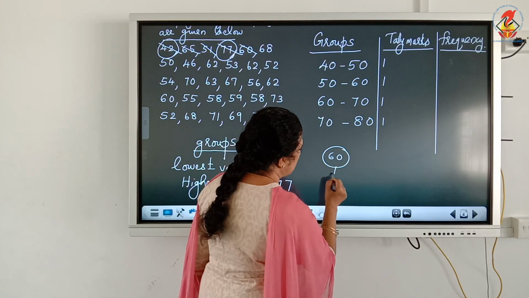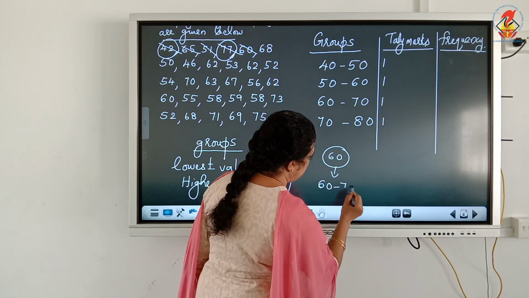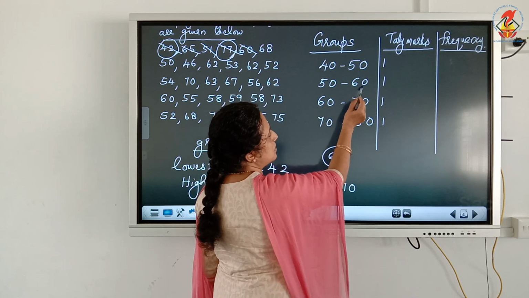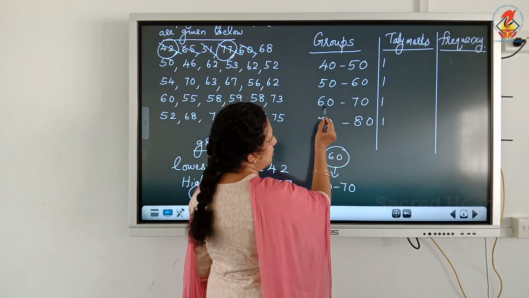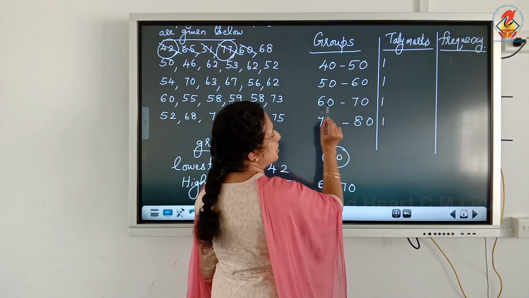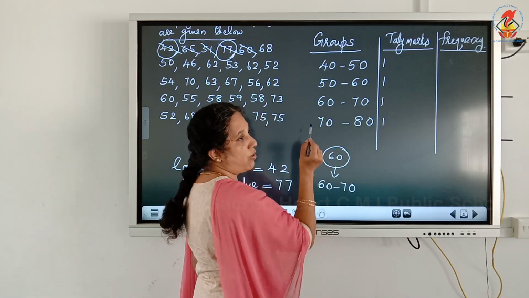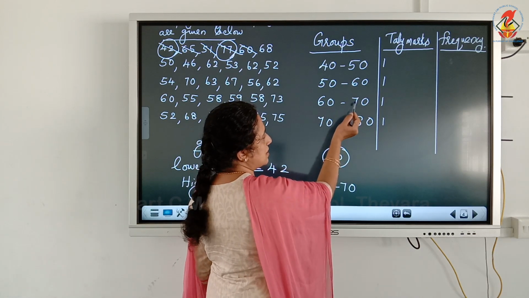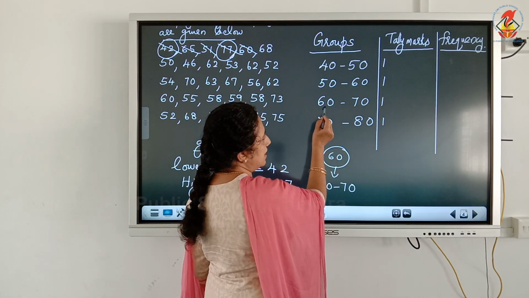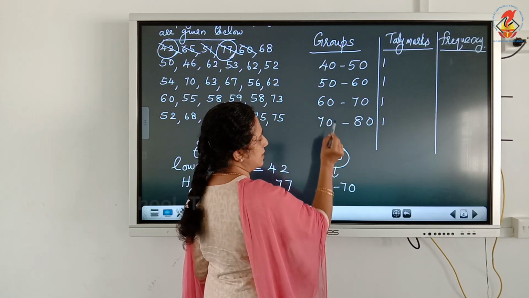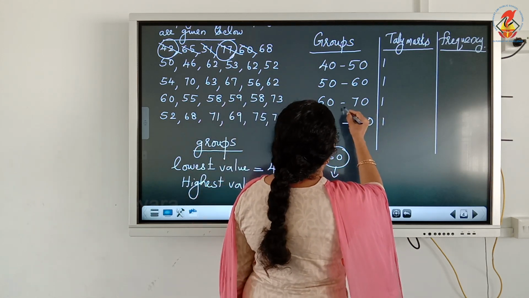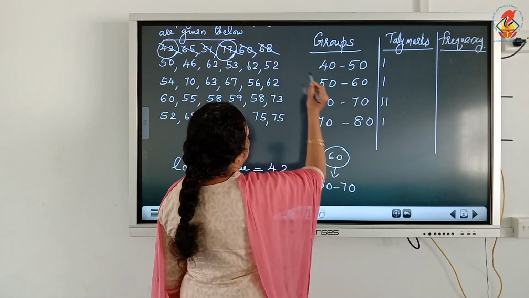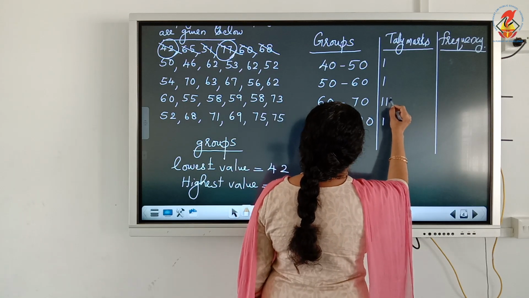60 will belong to the group 60 to 70. It is not in 50 to 60. So remember, 60 you have to enter in the group 60 to 70. The meaning is that you consider all the observations below 70, and 60 is from 60 to below 70. Therefore 60 will come in the group 60 to 70. Then put a vertical stroke. Next one is 68. 68 will be in the 60 to 70 group.